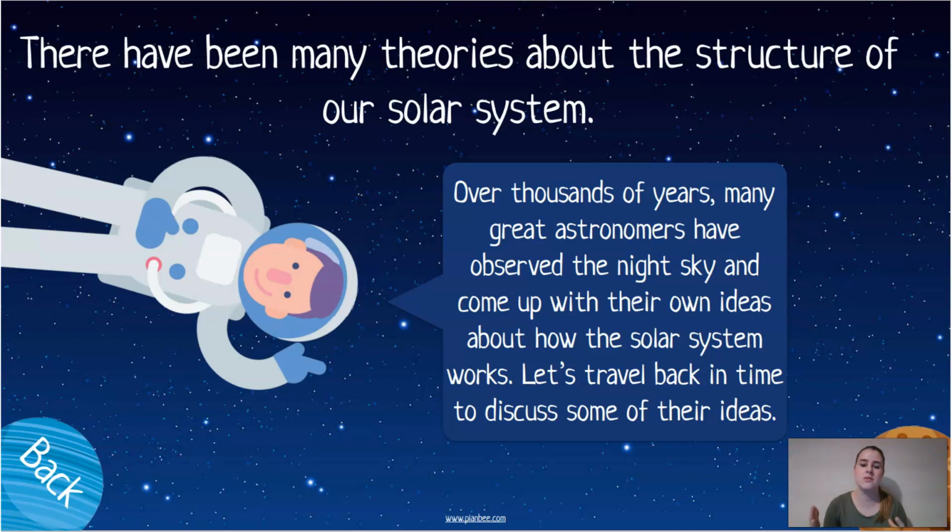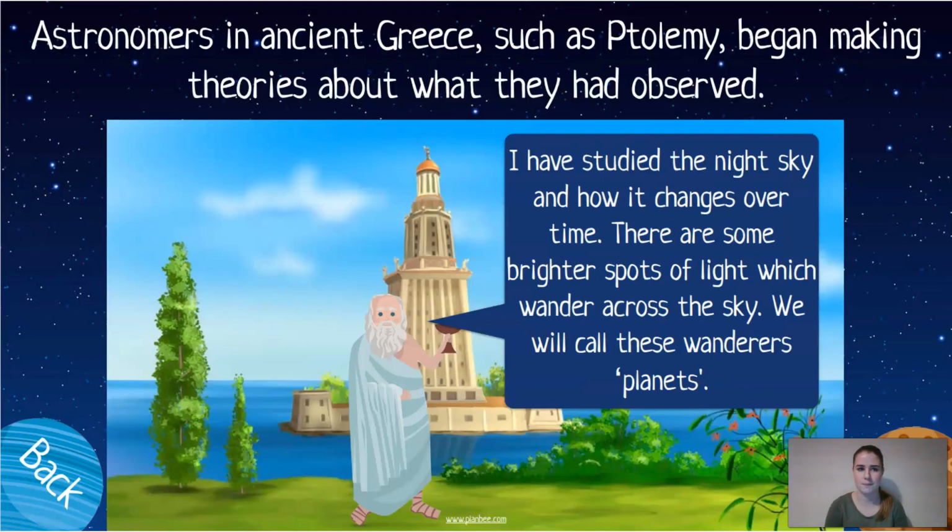So over the thousands of years, many great astronomers have observed the night sky, and we know looking from the Mayans, they were very good at mapping out the stars, and obviously that's where it started. And theorists came up with their own ideas about how it works. So we're going to have a look at those different theorists and see how that's changed over time. So we're going to go back to ancient Greece.